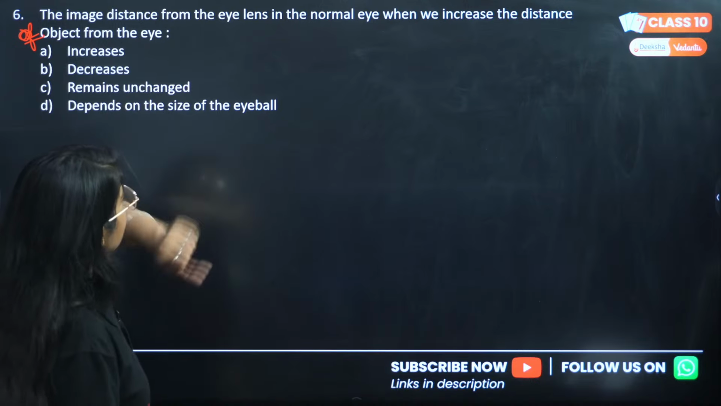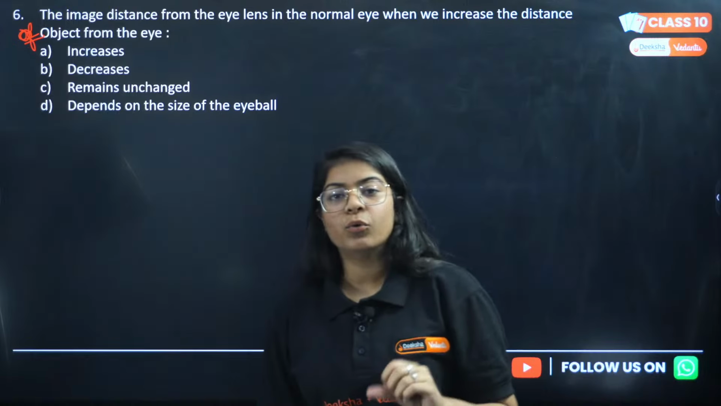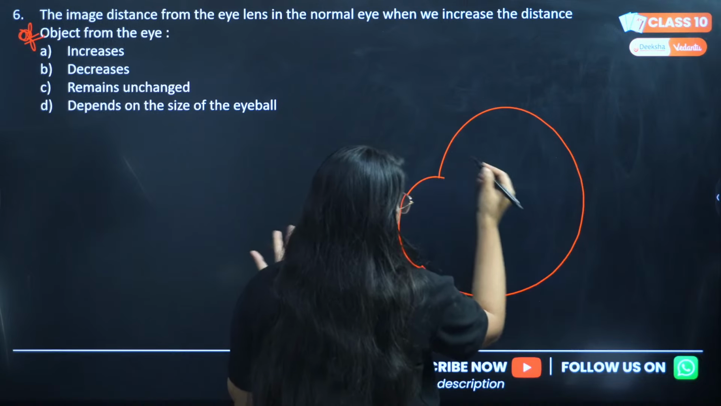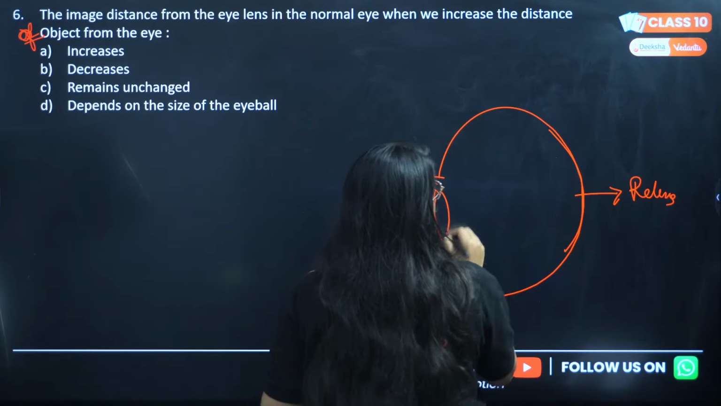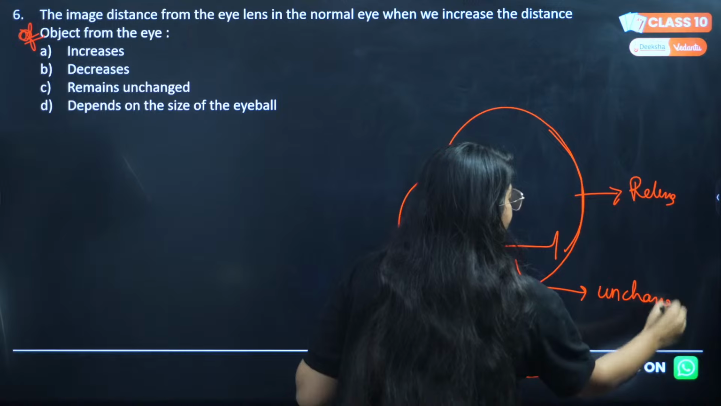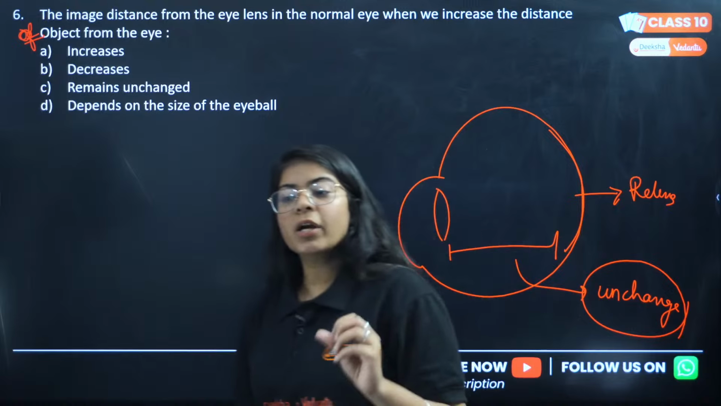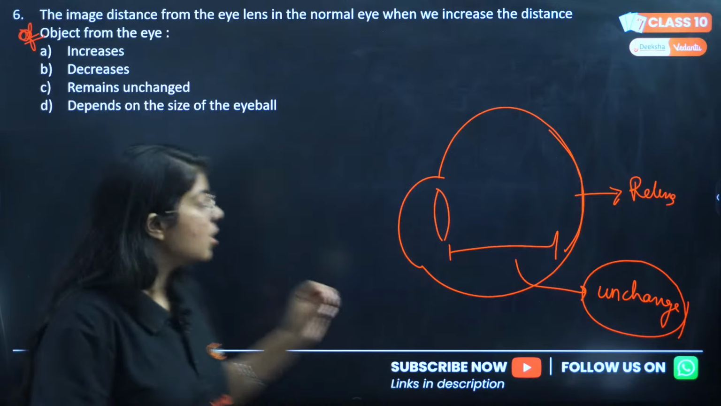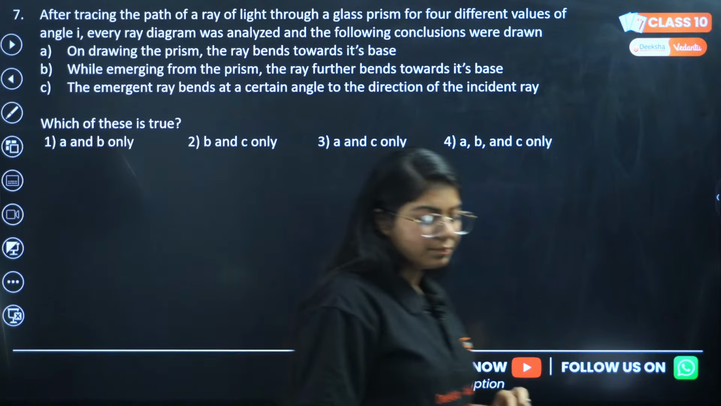Yes, Karan is correct actually. While we discussed it earlier, I told you this is a human eye, and this is the retina. From the eye lens, the distance of the retina always remains unchanged. So even if my object moves to infinity or it is here, the image distance will not change. So the answer is C, it remains unchanged. Very good. Okay, 7th question.